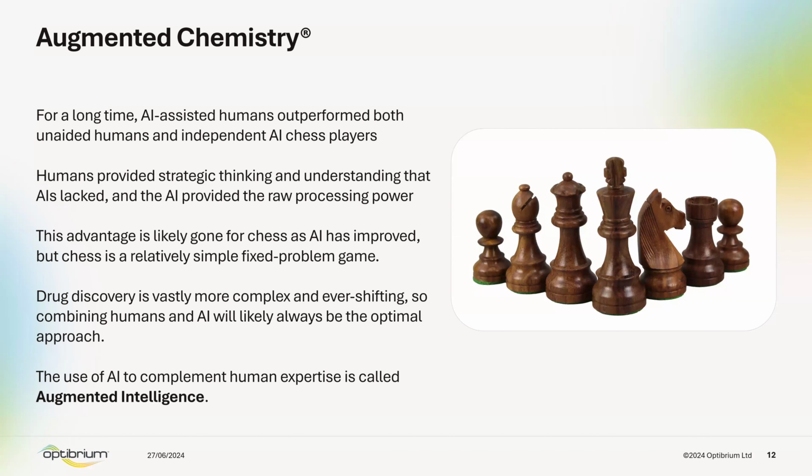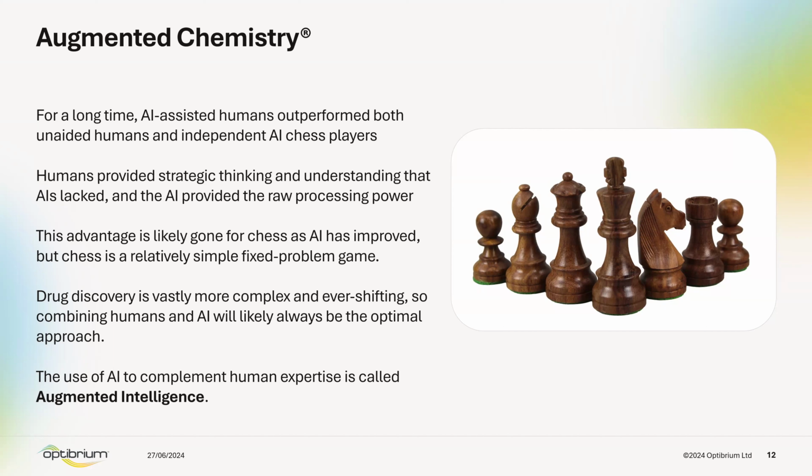For a long time, AI-assisted humans outperformed both unaided humans and independent AI chess players. This is the first place that this idea of augmented intelligence really came into its own. The concept here is that humans can provide that sort of strategic overview and an understanding of the objectives that AIs will typically lack. But an AI can provide that raw processing power to provide a very rigorous exploration on a tactical level of those different strategic options.